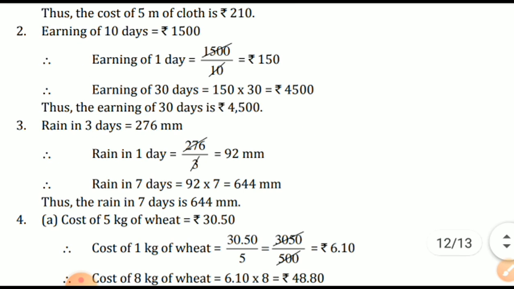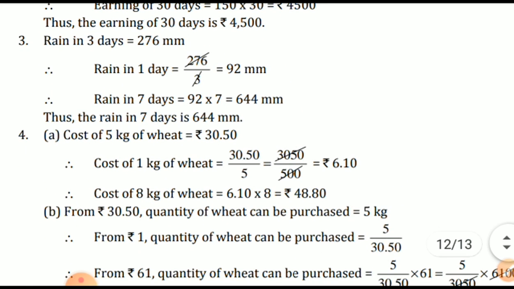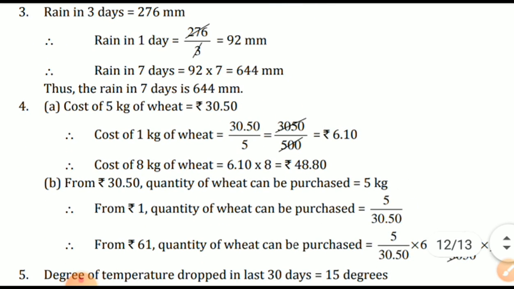ओके, रेन इन 3 डेज इतना हुआ बेटा, तो एक दिन में कितना रेन होगा? 92 मिलीमीटर, तो 7 डेज में कितना होगा? तो मल्टीप्लाई कर दो बेटा, 644 मिलीमीटर। यस, क्वेश्चन नंबर 4। How is it going, fast? Easy na? Okay, now I will slow down because now the main question is coming over here.